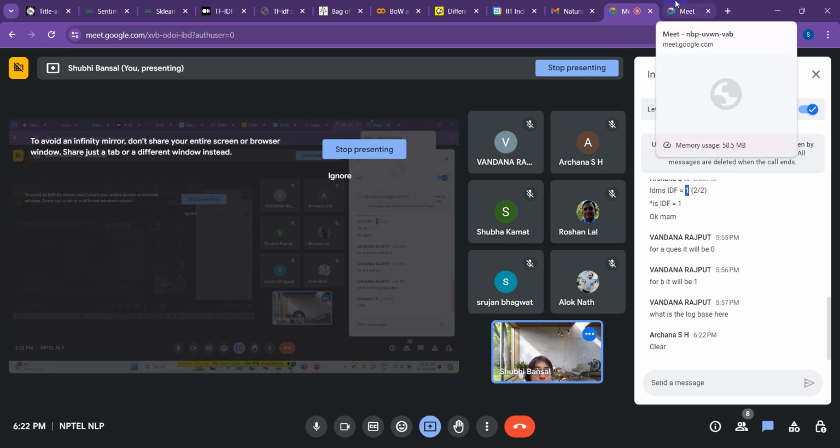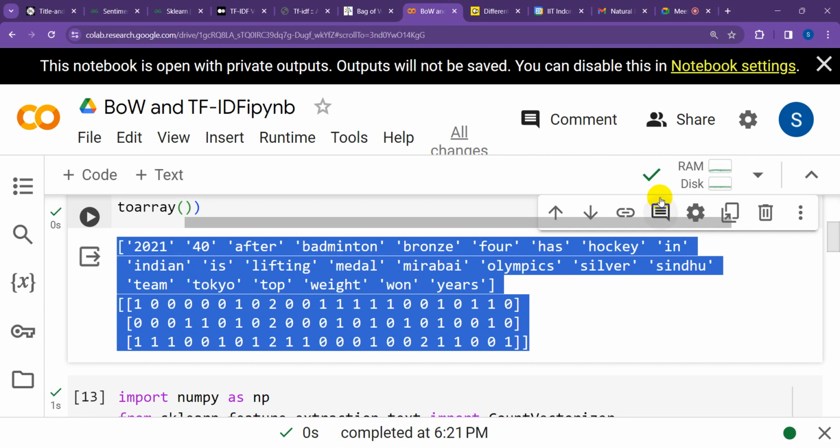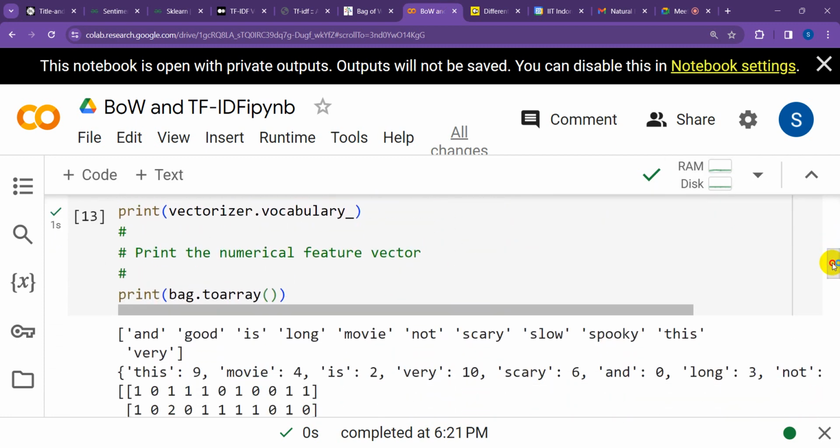Okay, great. Now let us move to how we can calculate the TF-IDF values using Python code.